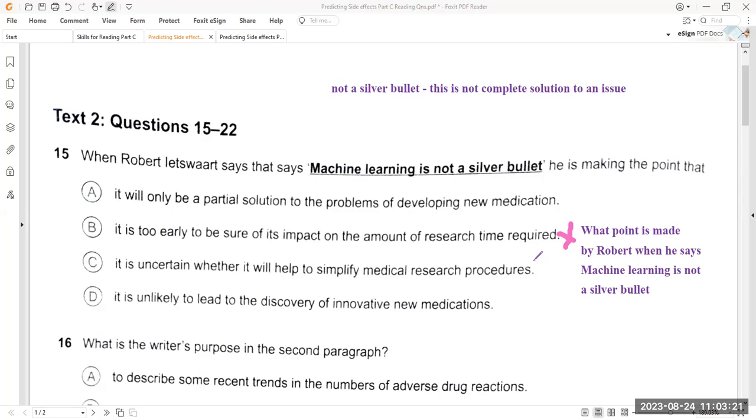Okay, next option, Surya. When Robert Lettsworth says that machine learning is not a silver bullet, he is making the point that it is unlikely to lead to the discovery of innovative new medication. So it is unlikely, it is not possible to lead to the discovery of innovative new medication. Did he say that machine learning may not lead to discovery of new medications? No, ma'am. So what is the answer? Answer is A.